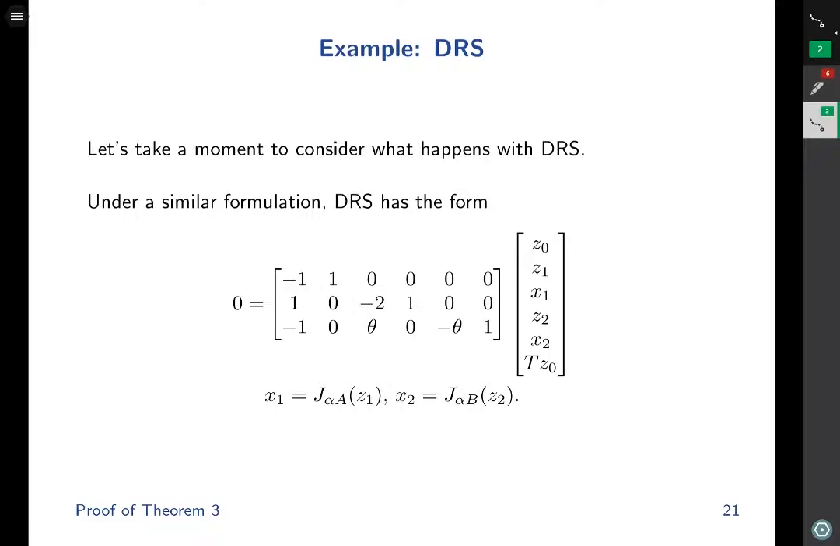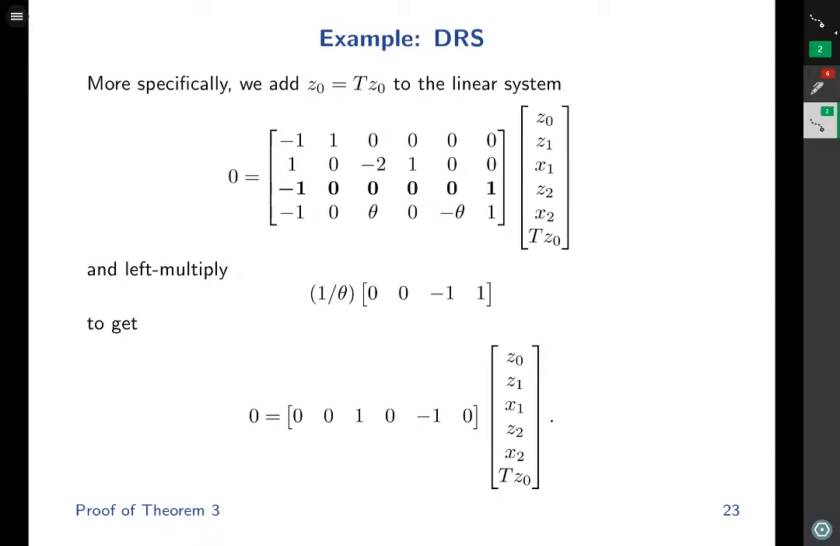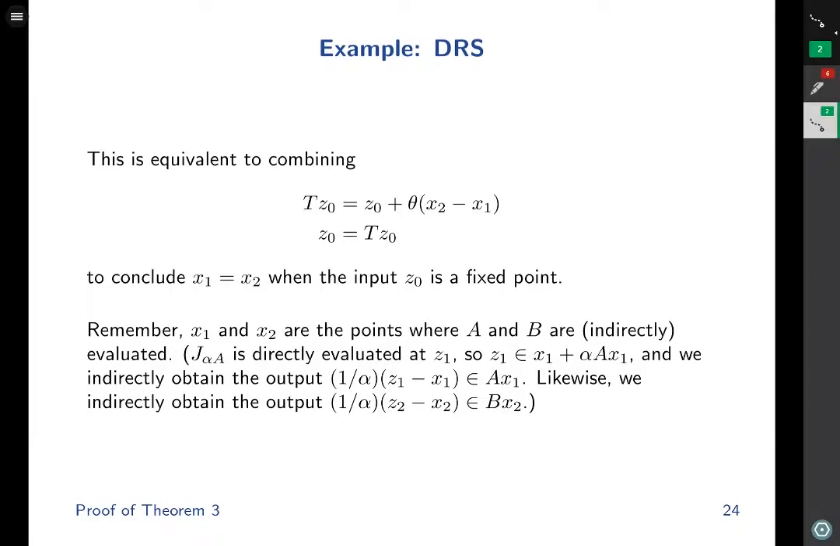Under a similar formulation, DRS has these linear equalities and these nonlinear equalities. With DRS, we can combine these linear equalities with this fixed point condition to show that x1 is equal to x2 when the input z0 is a fixed point. More specifically, we can add the fixed point condition to the linear system, left multiplied by this, to obtain this linear system, which is equivalent to x1 minus x2 is equal to 0. This is equivalent to combining this definition of the fixed point operator T and this fixed point condition to conclude that x1 is equal to x2 when the input z0 is a fixed point.